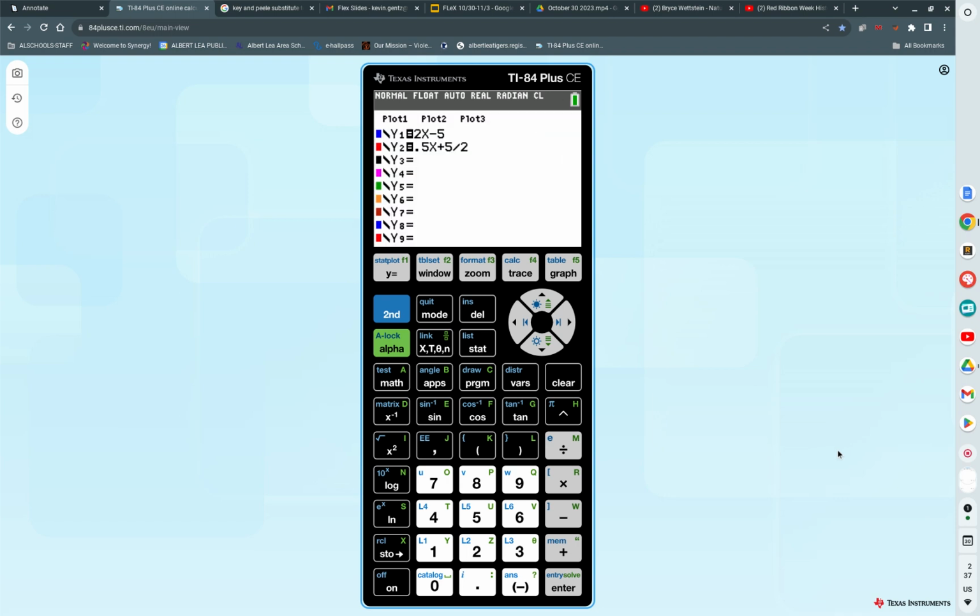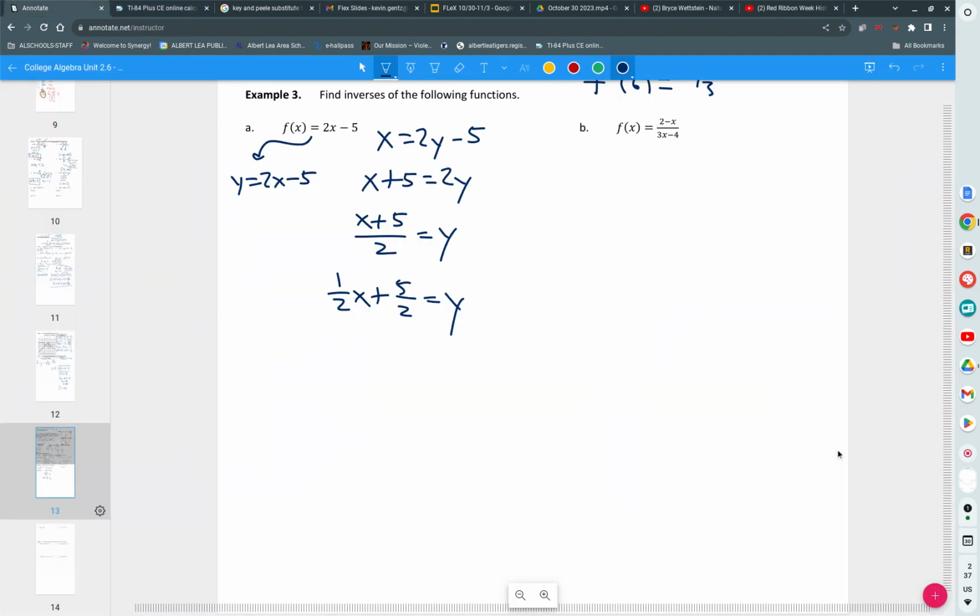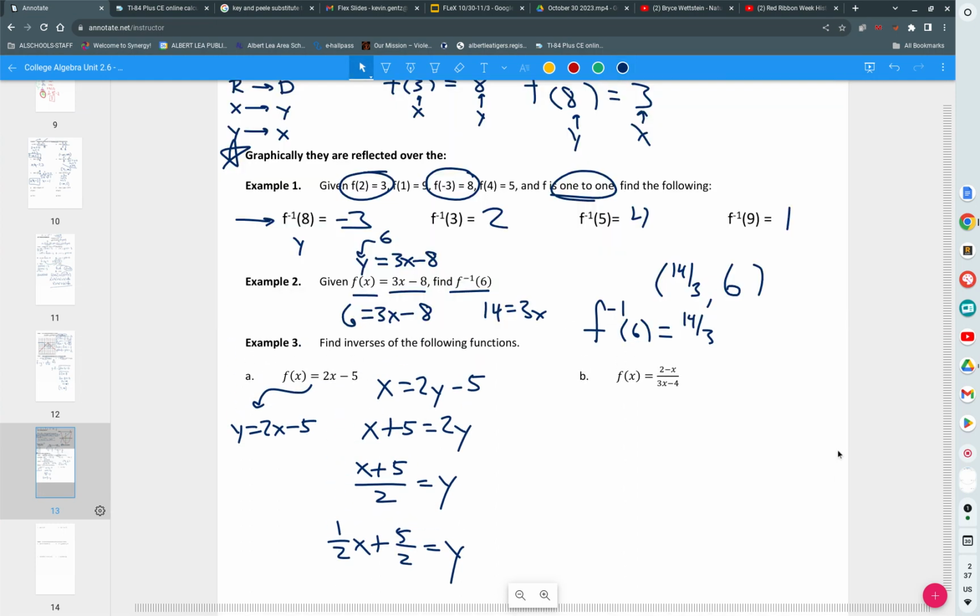And in fact, if I go in here and do one other thing, this is the really cool part. I type in y equals x, which is a line with a slope of 1 that passes through the origin, and I graph that. The line y equals x will always divide two inverses perfectly in half, such that one would reflect over the line to produce the other. We're going to look at another example of that in a second, but I'm going to write that down right up here. It says graphically they are reflected over the line y is equal to x, and I use that all the time in my checking.